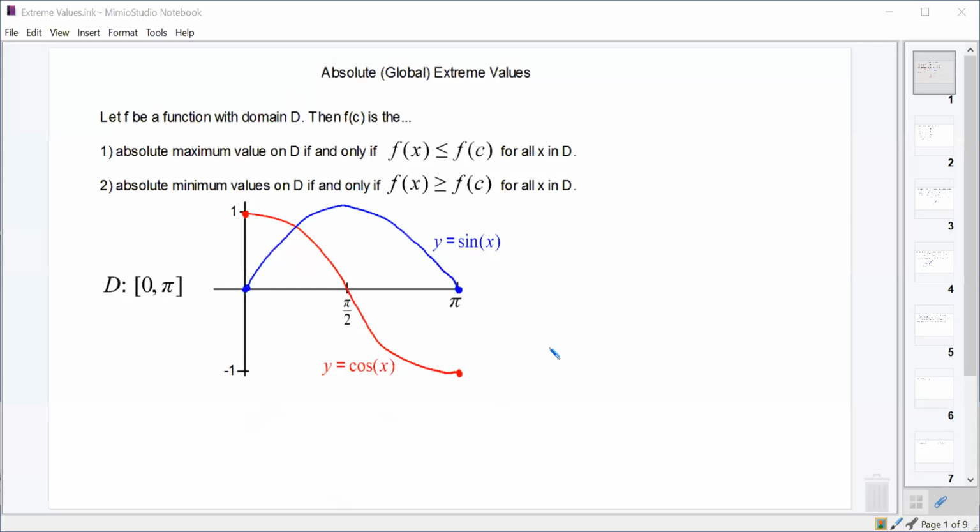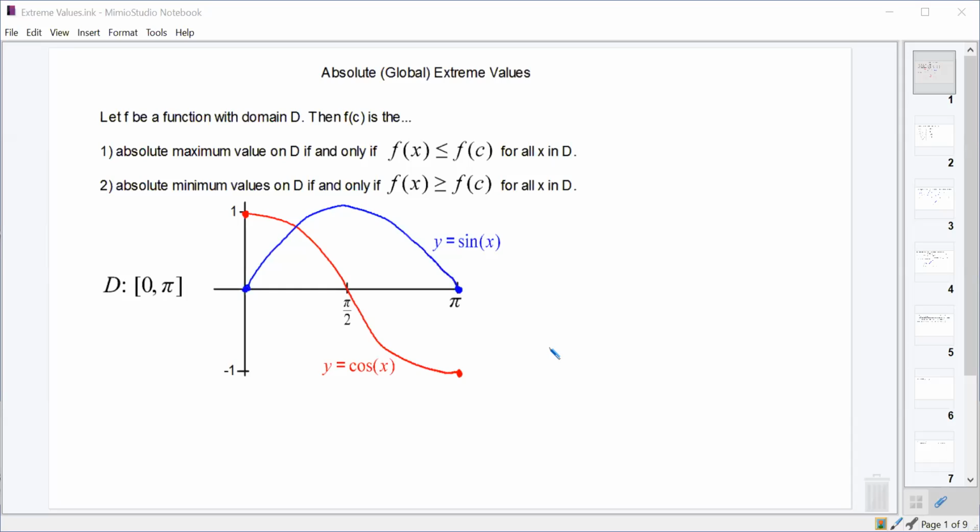An absolute maximum for a function on an interval just means that every single other point on that function is less than that y value. And an absolute minimum is the exact opposite. It means that every other point is larger than that minimum value. Easy enough. That's what a max and a min are. That should be pretty self-explanatory, pretty straightforward.